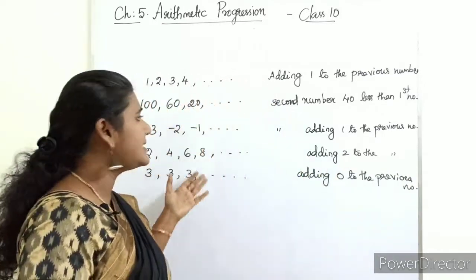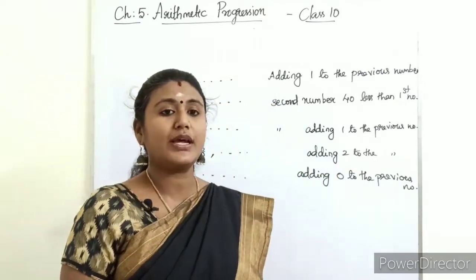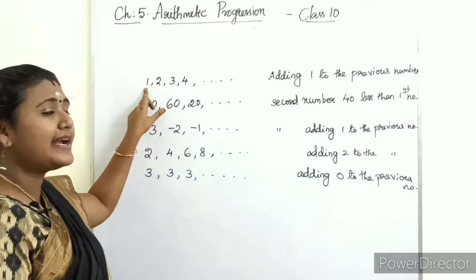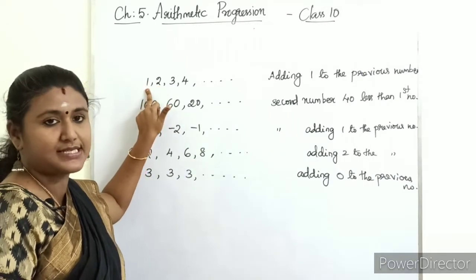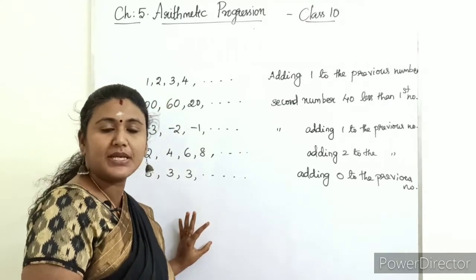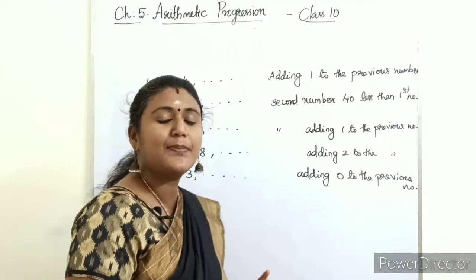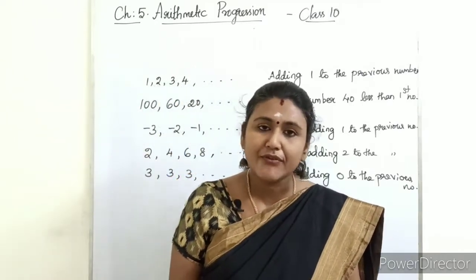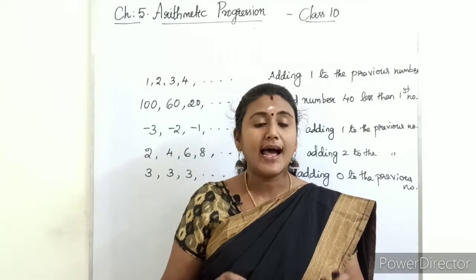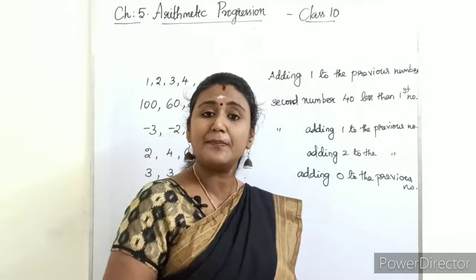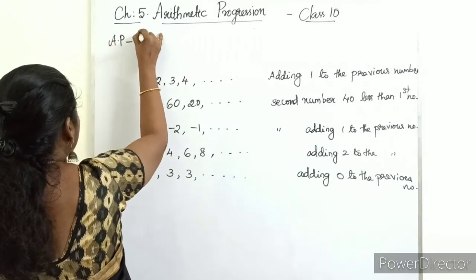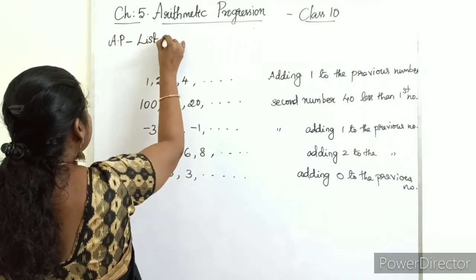So from all these examples, what pattern can you observe? Each number is obtained by adding a fixed number to the previous number. Okay, so this is actually what arithmetic progression is. Arithmetic progression is a list of numbers in which each number is obtained by adding a fixed number to the preceding number.